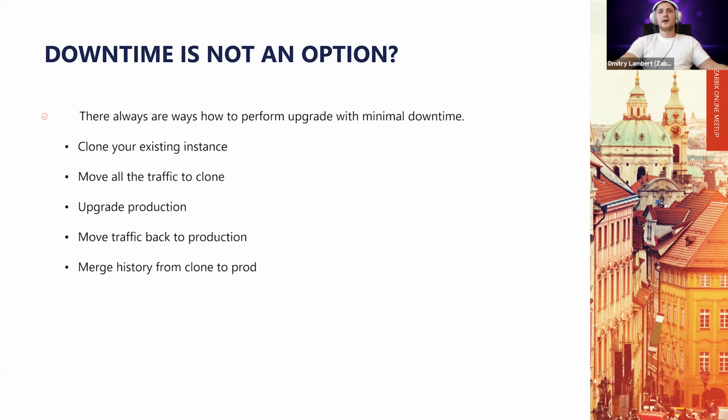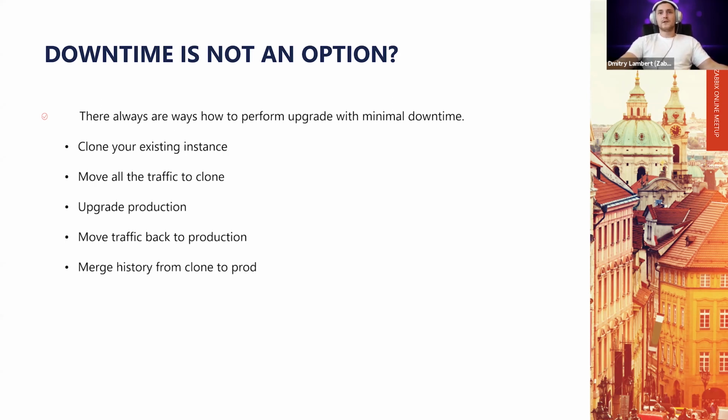So here is an example of how you can perform an upgrade with minimal downtime of your system. Clone your existing instance, and you might not even have to if you're running some sort of high availability setup, or let's say a dev environment, which is just a clone of your production instance. You already have it. So move all the traffic to the clone. You can do that outside of Zabbix. Just change the DNS names in your architecture, and you're good.